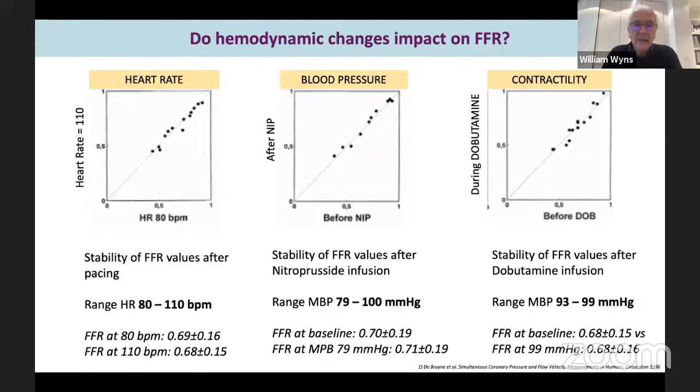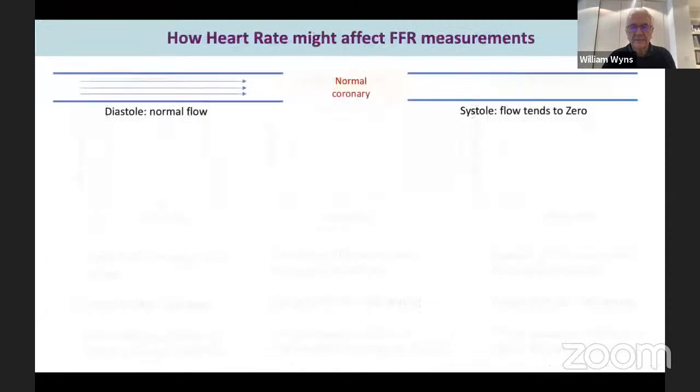And I have to say, within this range, pretty good. So the key message is you don't have to worry too much within these physiological ranges with respect to heart rate, blood pressure, and contractility. Your FFR measurement is pretty much stable and valuable. Now, you could argue the range of heart rate is relatively limited. So I'd like to ask Mattia to tell us a bit, what would you anticipate if you had a patient with very high heart rate? What would happen? Yeah, thank you, William.